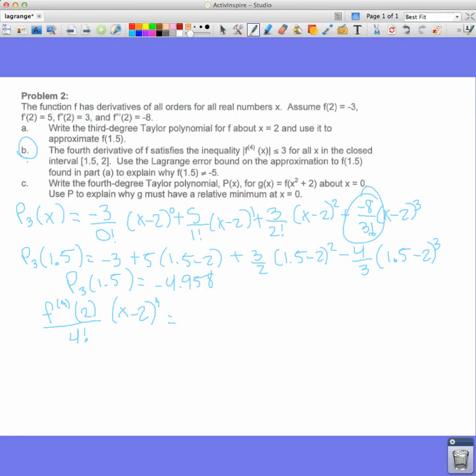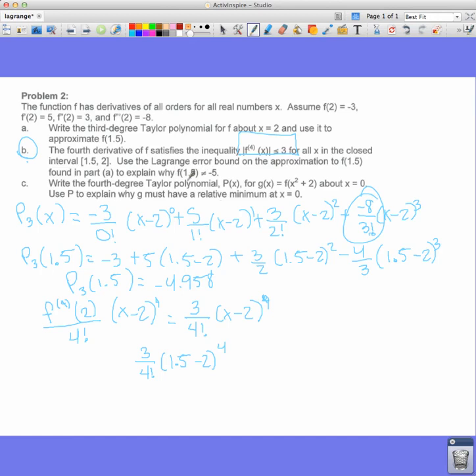Okay? Now, I'm going to show what that error is actually going to be. When I look at this, I'm given something about the fourth derivative. At most, it can be 3. So I'm going to plug in 3 for my fourth derivative evaluated at 2 over 4 factorial (x minus 2) to the fourth power. Now, we want to know what this error is equal to at 1.5. So I'm going to plug in my 1.5: 3 over 4 factorial, (1.5 minus 2) to the fourth.